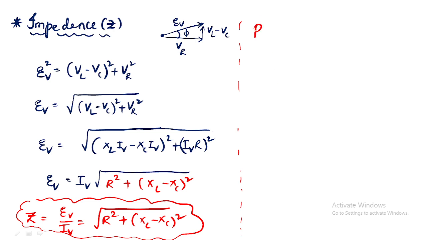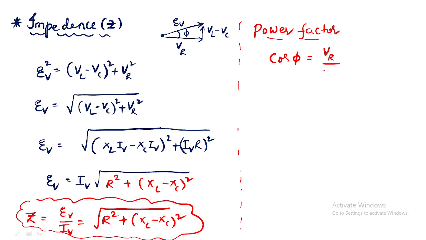Next we have power factor. Power factor is simple. Power factor is nothing but cos phi. Cos phi is equal to... what, buddy? What happened? Are you okay? Cos phi is equal to what is that here?